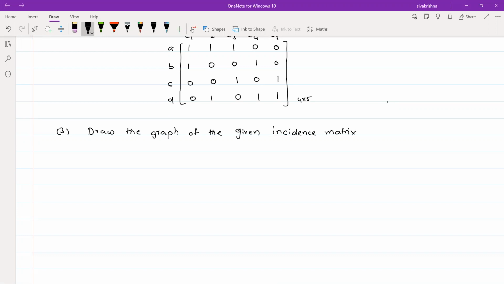Of the given incident matrix, and the matrix is 0 1 0 0 1, 0 1 1 1 0, 1 0 0 1 0, and 1 0 1 0 1. So this is the given incident matrix. Now we have to represent the graph corresponding to the given incident matrix.